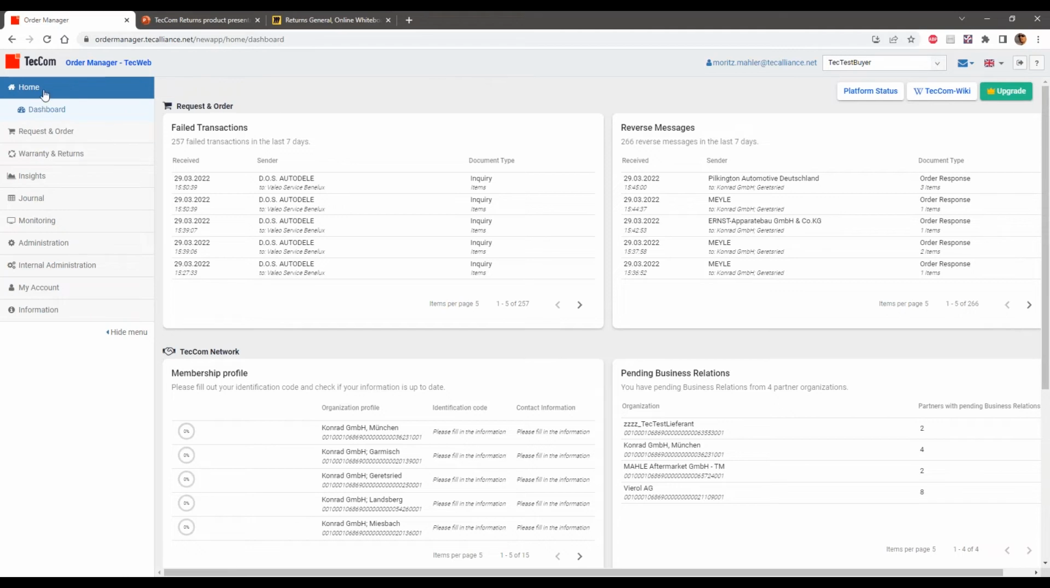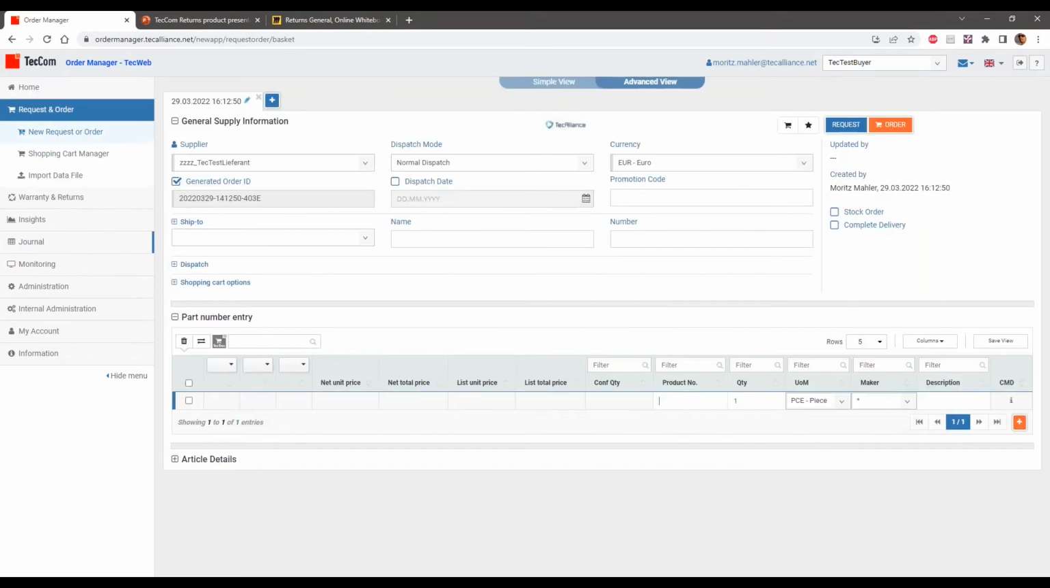When you enter this, you will see some menu points. You see request an order, because this is the main ordering place where you do your orders. And you will also see warranty returns. Insights is, for example, reports, journal is like your history of what you have ordered, and transactions. Monitoring is where you can administrate everything. This is what you don't see, this is only my thing. You see your account, where you can set up your organization and get some upgrades for some additional features in the order manager, but not part of today. And you get some help.